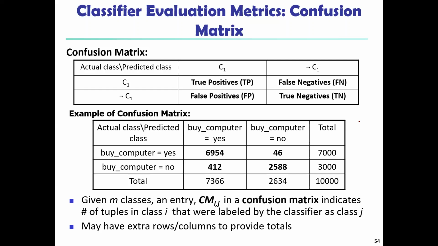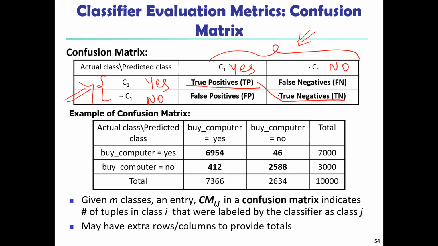So when building a classification algorithm, let us assume C1 as yes and negation of C1 as no. In this confusion matrix, we have actual classes as well as predicted classes. These are actual classes and these are predicted classes. Clear? So here we have true positive and true negative.